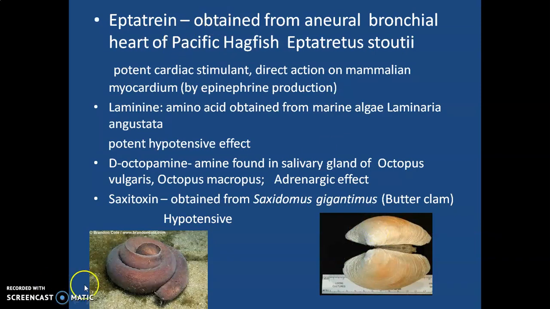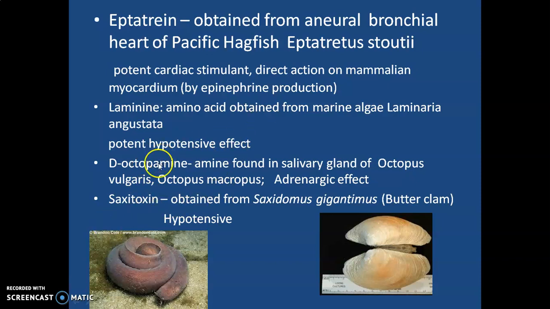The next compound is obtained from the Pacific hagfish, Eptatretus stoutii, and the compound is eptatretin, which is obtained from the aneural branchial heart of the Pacific hagfish. It shows potent cardiac stimulant activity, and it acts directly on mammalian myocardium or heart muscle by epinephrine production. The next drug molecule is laminine. Laminine is an amino acid obtained from the marine alga Laminaria angustata, a kind of brown algae. It shows a potent hypotensive effect, and that effect may be mediated through ganglion blocking.